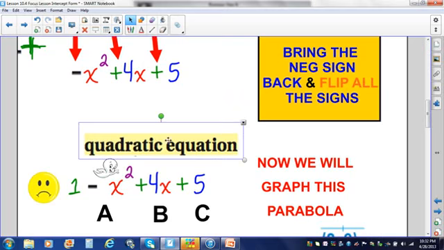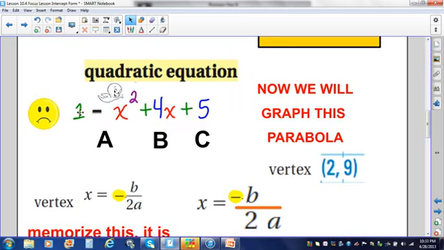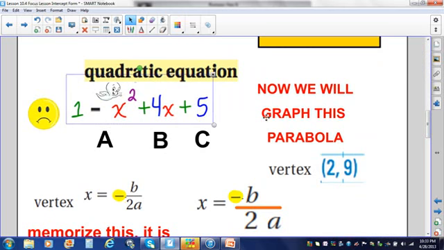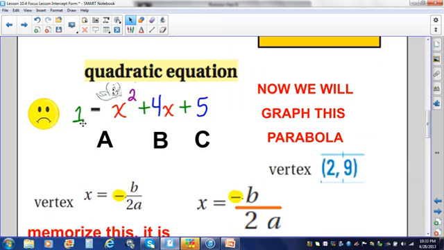Now we have a quadratic equation. Nice vocabulary. I know that this parabola is going to open down because of the negative right here. And I know that I have a Casper, or a friendly ghost, so let me ungroup this. And we're going to put our negative 1 in front of that x squared.